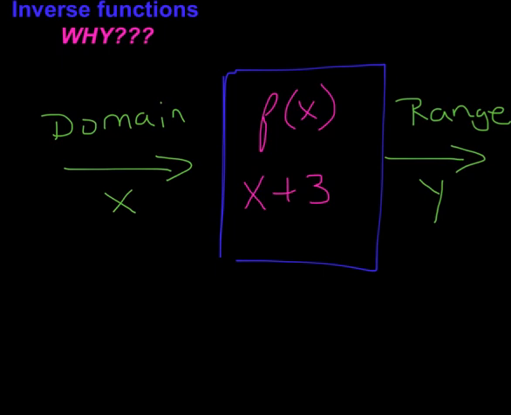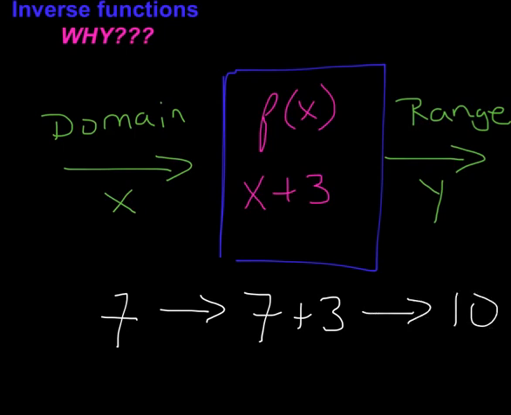So a function is where we have a set of input values, we put them into this machine or into this function, and it spits out a bunch of output values, right? So let's look at an example here. If I take this function and I put a 7 into it, I am going to get 7 plus 3, and it's going to spit out a 10. So that's great. That's very straightforward, a very simple function.